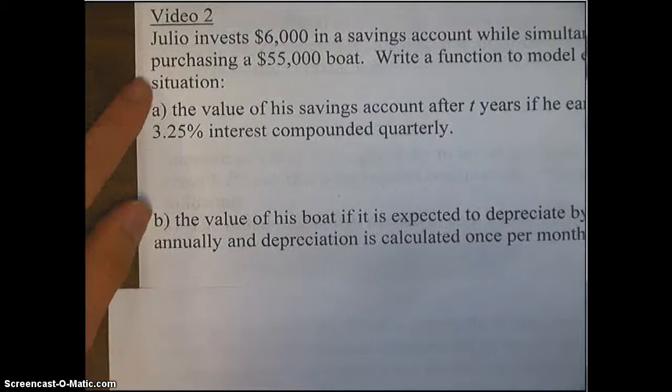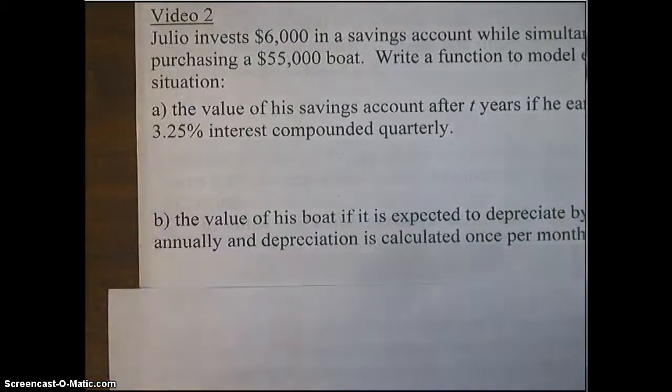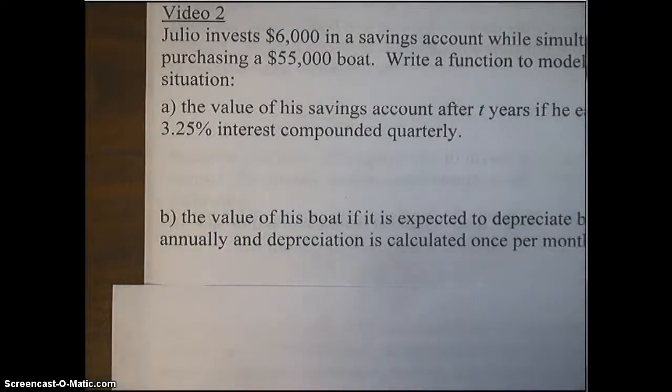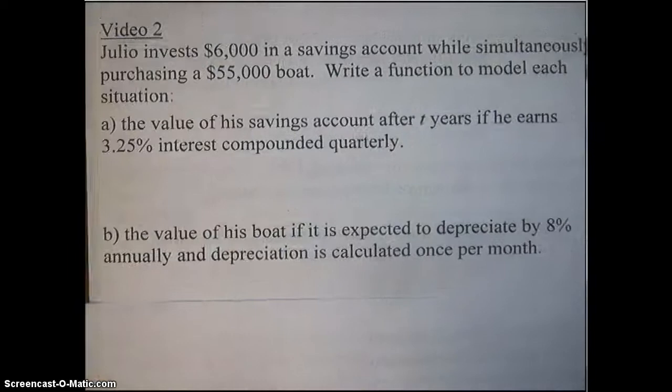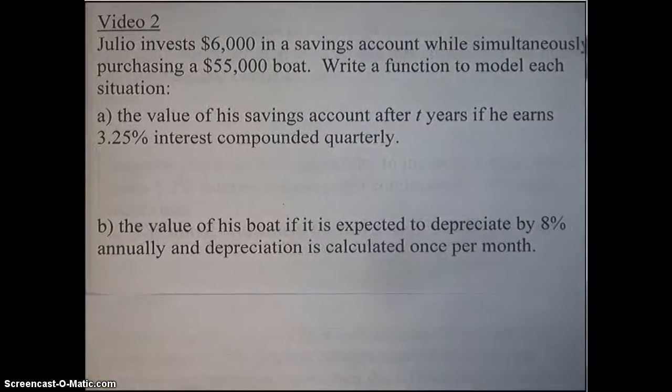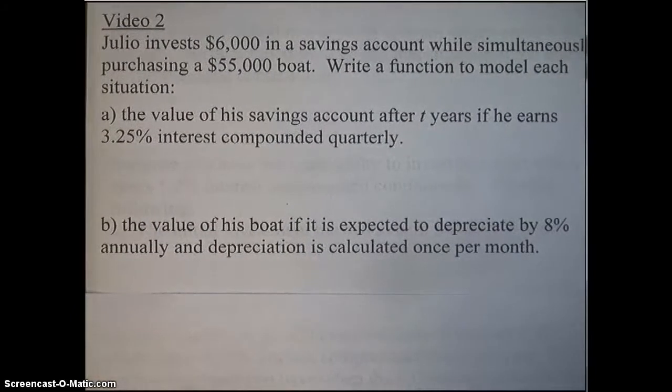Julio invests $6,000 in a savings account while simultaneously purchasing a $55,000 boat. Write a function to model each situation: A, the value of his savings account after t years if he earns 3.25% interest compounded quarterly, meaning 4 times per year, and B, the value of his boat if it is expected to depreciate by 8% annually and the depreciation is calculated once per month.